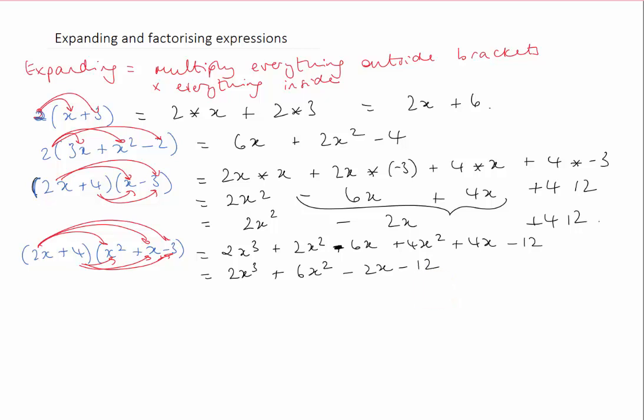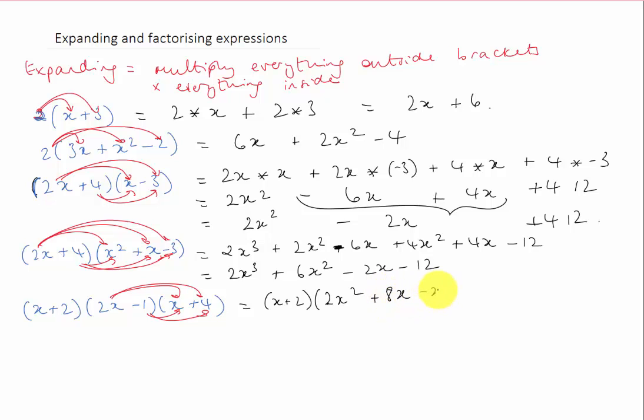And if we've got 3 brackets to expand, that's fine too. So for instance, if we've got x plus 2 times 2x minus 1 times x plus 4. So let's just expand these two together first. So the x plus 2 is still just sitting there, and then we've got 2x times x, 2x squared plus 8x minus x minus 4. So that's x plus 2 times 2x squared plus 7x minus 4.